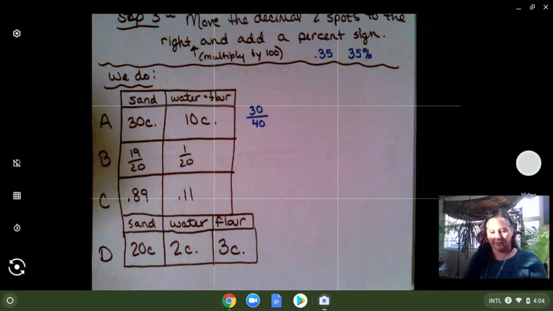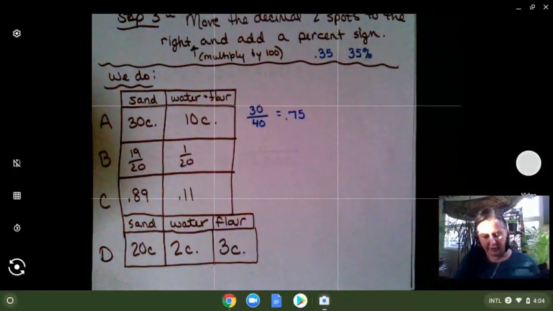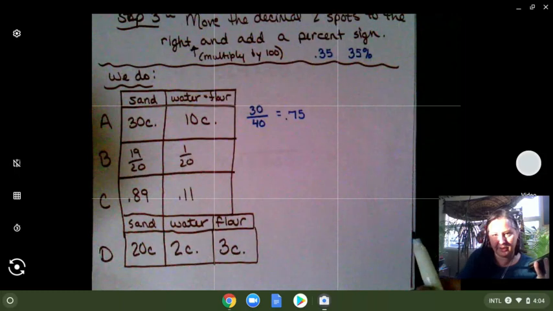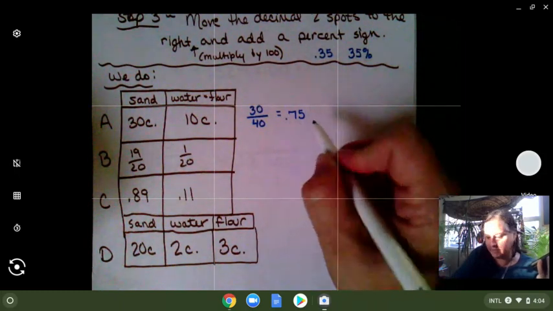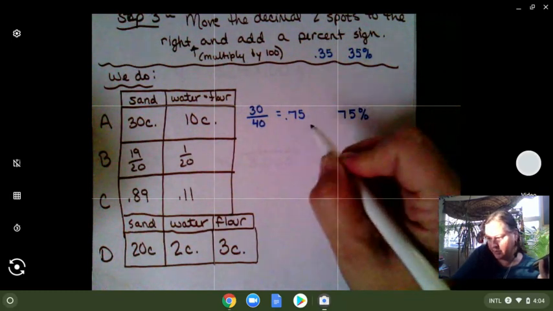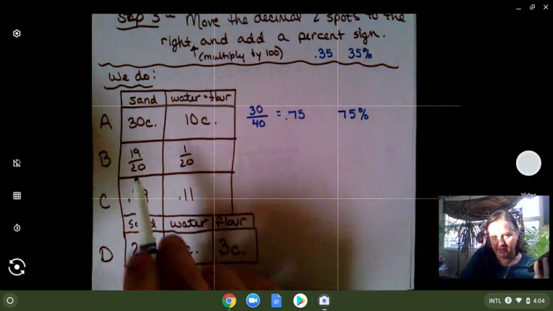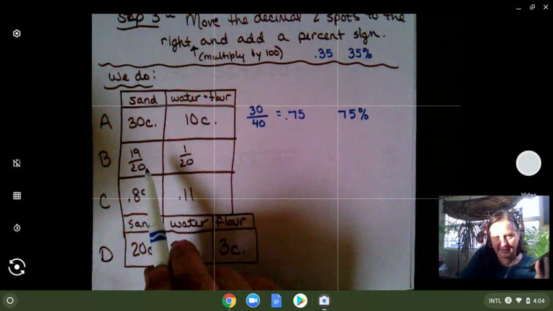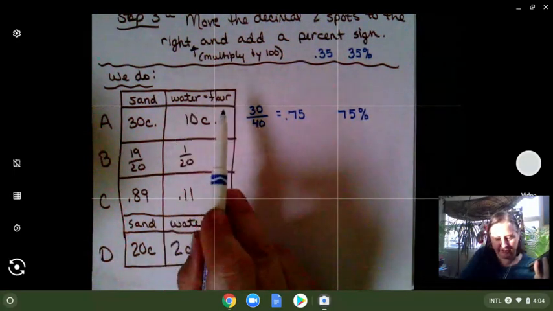Okay, and I am going to put in 30 divided by 40 equals, and I get 0.75. Now, in order to turn that into a percentage, you're going to take your 75 hundredths, move your decimal twice, and make it into 75%.